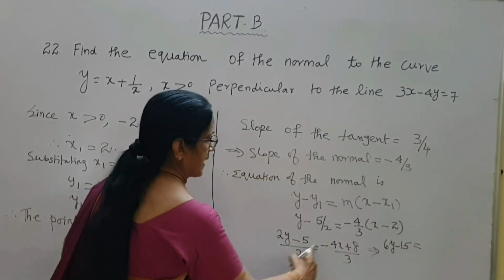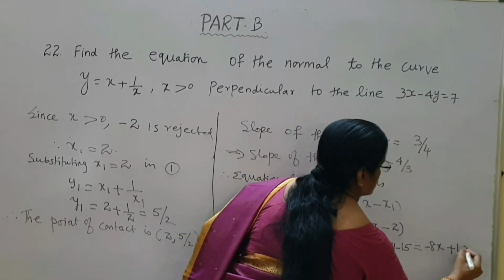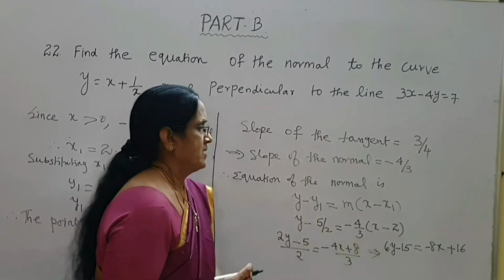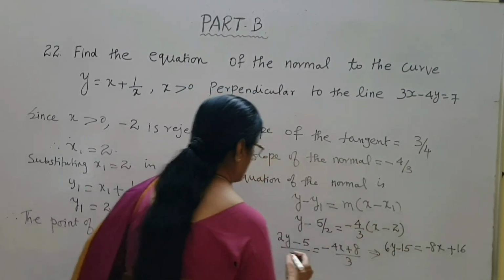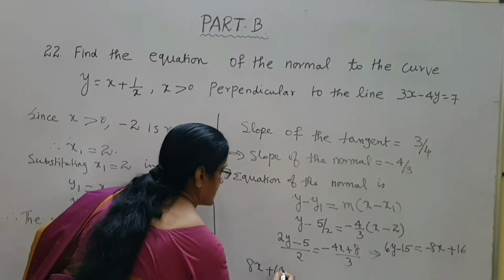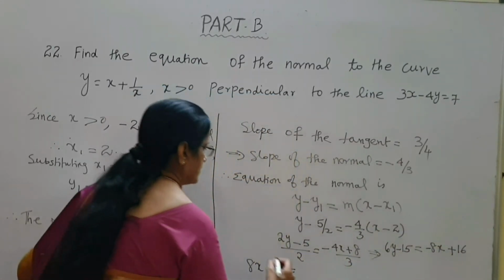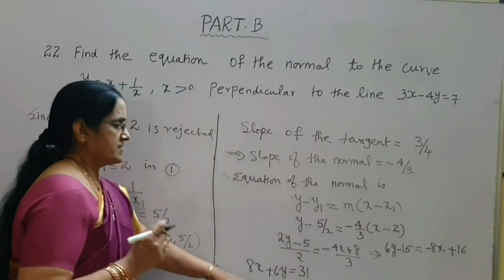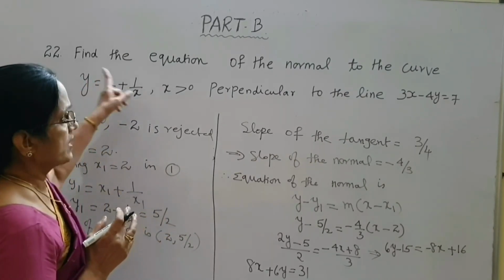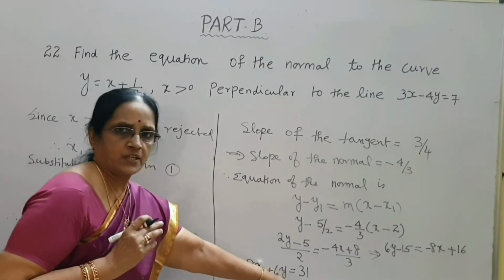6y minus 15 equal to minus 8x plus 16. Now bring everything to one side. You get 8x plus 6y is equal to, take this 15 to the other side, you will be getting 31. So this is the equation of the normal. Finally, you need to conclude your answer. Equation of the normal to the curve is 8x plus 6y equal to 31.